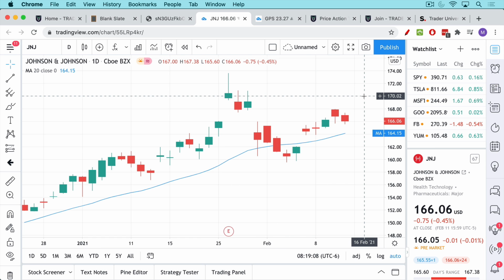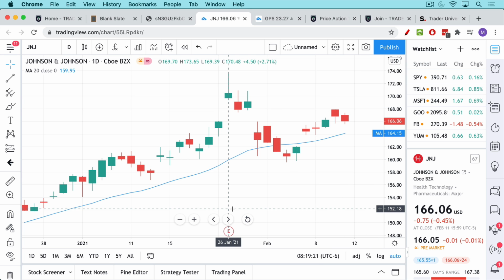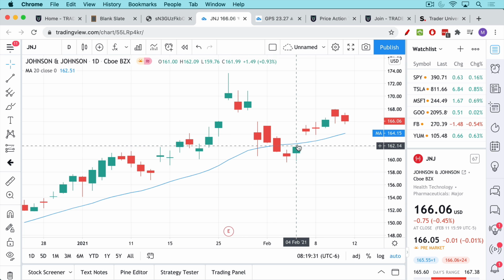It's a little bit stylized, but I like to use these for short-term, multi-day swing trades, especially if you want to go short. This was a great example, January 26, 2021. This is Johnson & Johnson, JNJ. It gapped up on a good earnings report. It rallied and was unable to hold those highs.